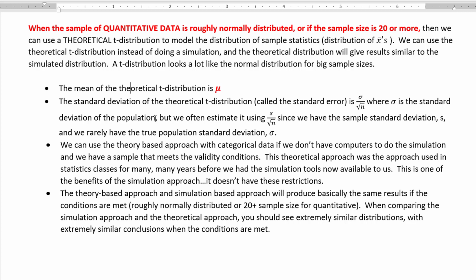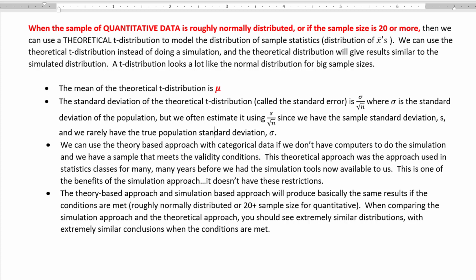However, it's very rare that we would actually have a standard deviation for the entire population. So instead, we do often find ourselves estimating that standard error using S divided by square root of n. Remember, S is the standard deviation from your sample. So again, we can use this theory-based approach when we meet the validity conditions. And if we do meet those validity conditions, you're going to find that our theory-based approach has the same sorts of conclusions that we would have gotten from the simulation-based approach.